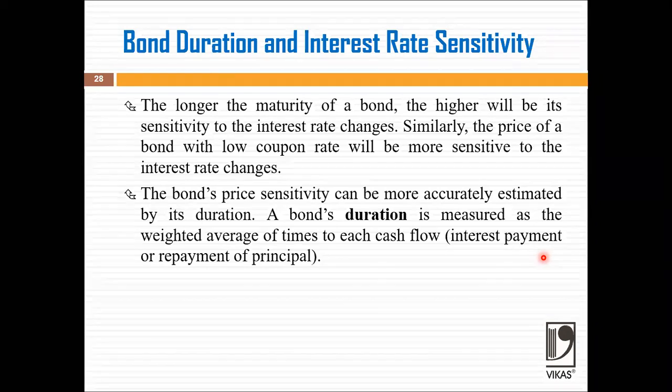The bond's price sensitivity can be more accurately estimated by its duration. A bond's duration is measured as the weighted average of times to each cash flow, interest payment, or repayment of principal.